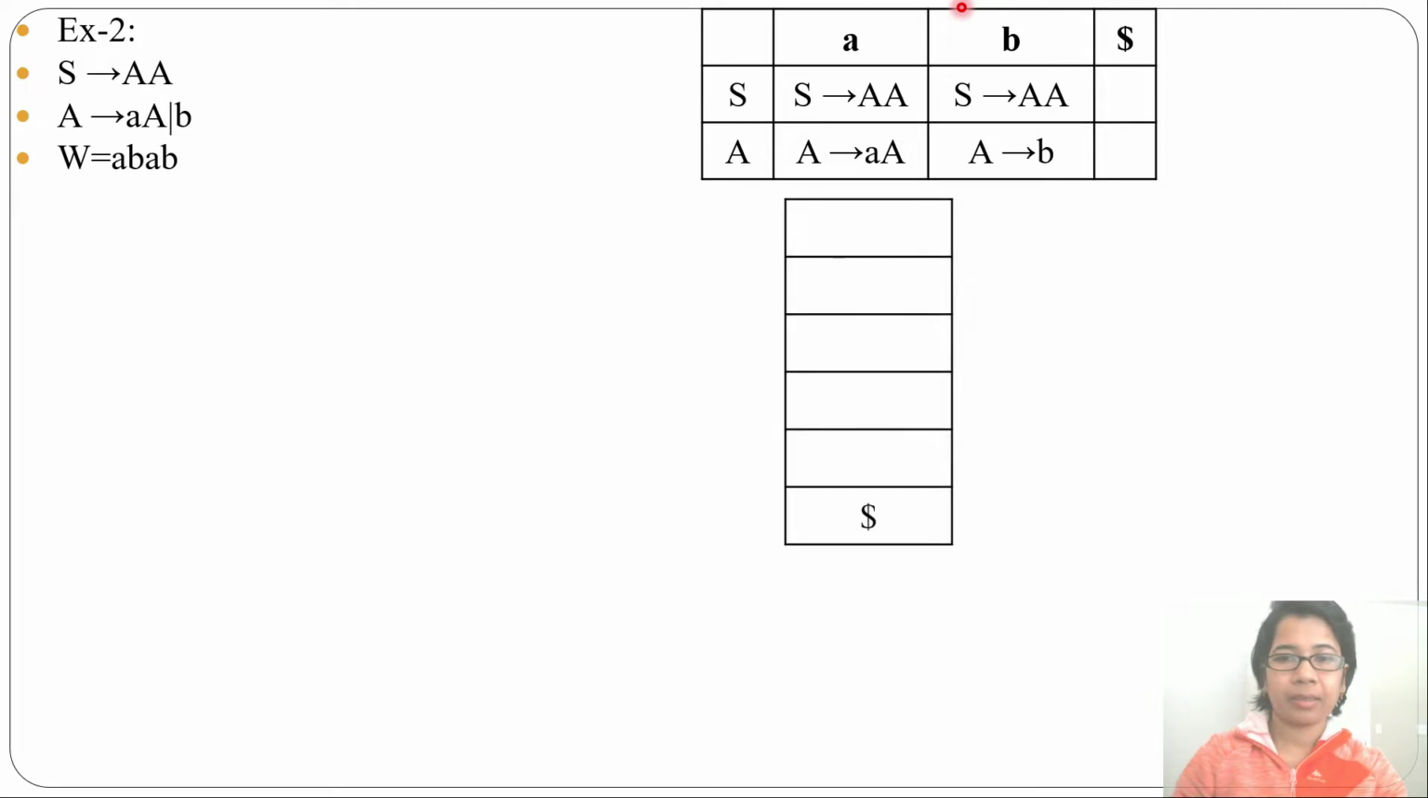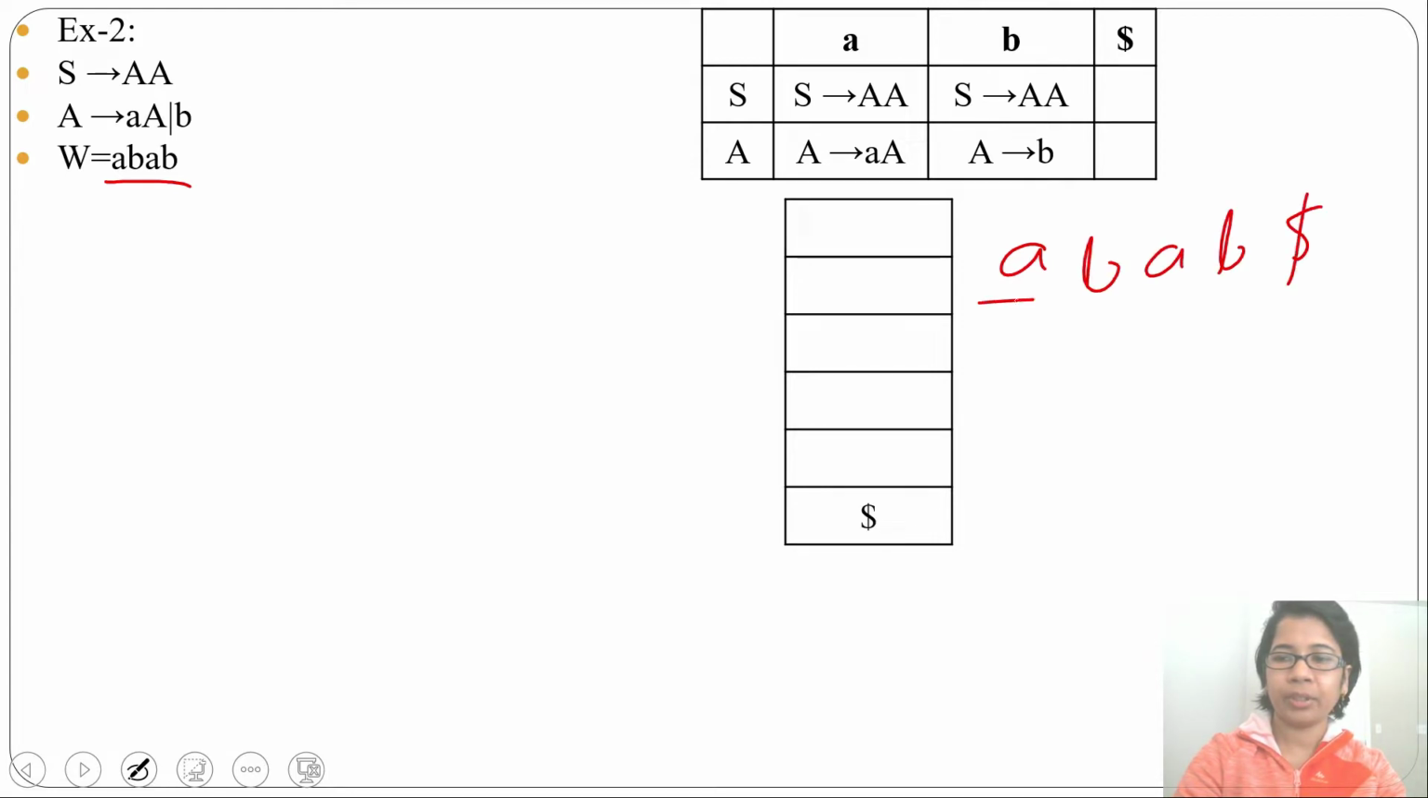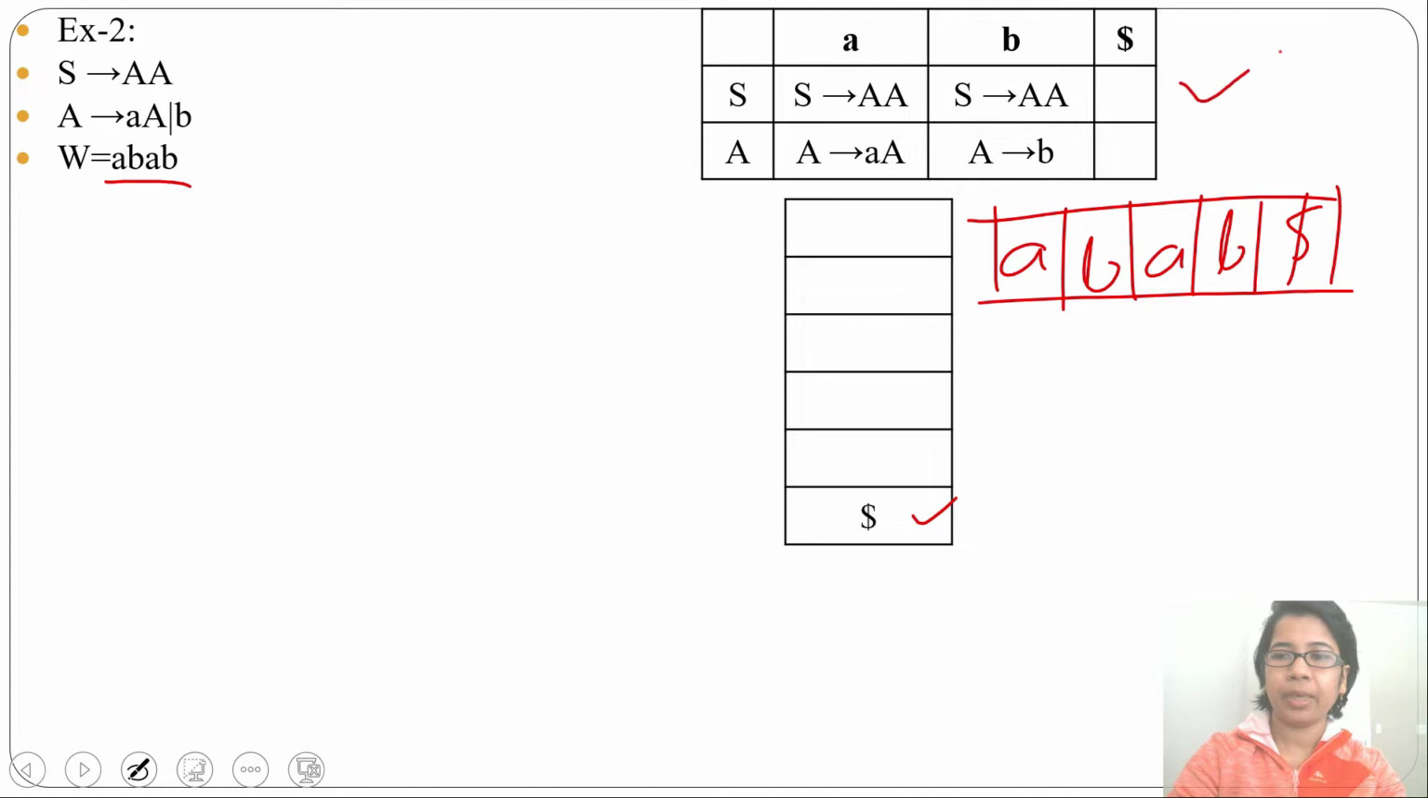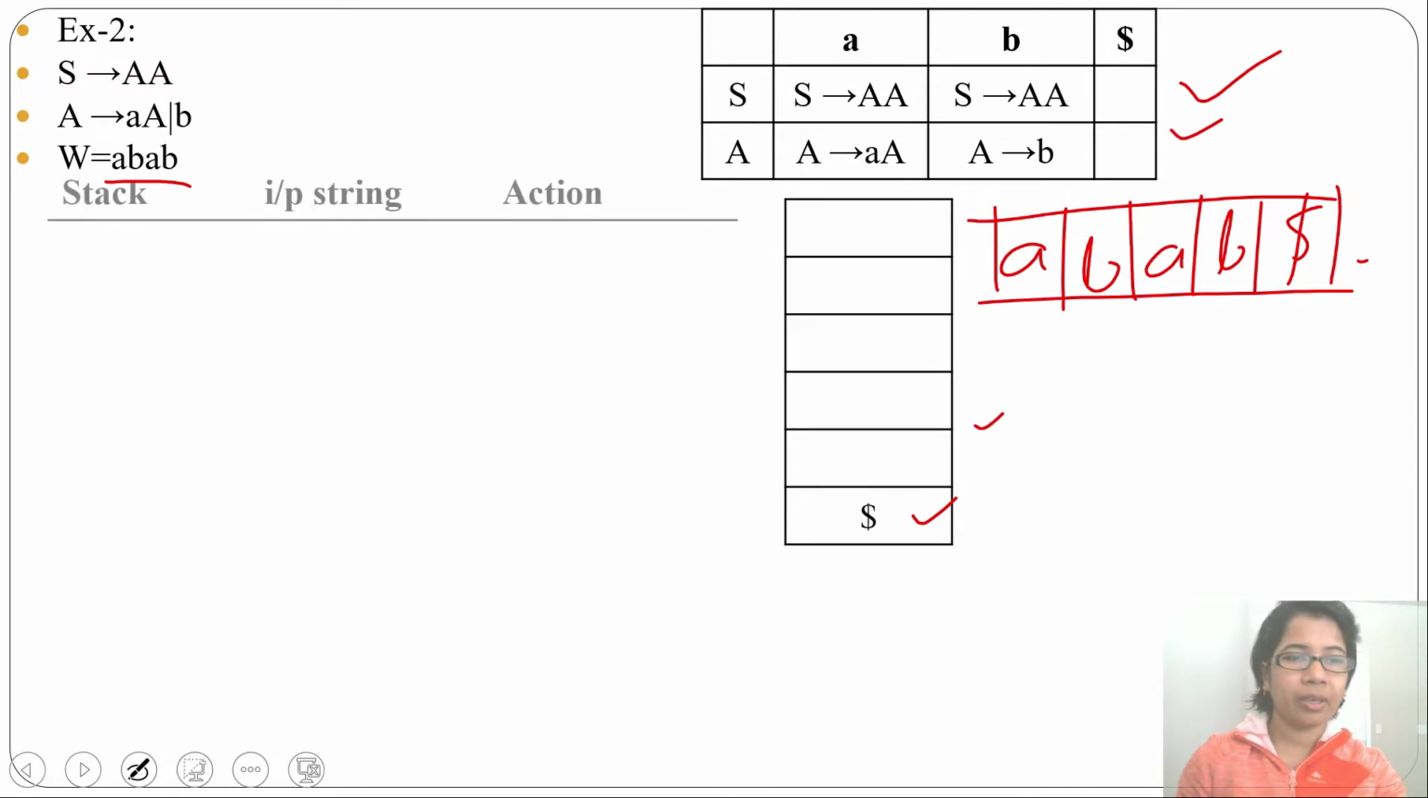We need a stack. Now we'll check this input string. So what is the input string given? AB, which will end with dollar. Initially the stack content is dollar and the input string is AB, and we already have a parse table. In the block diagram we discussed there were 3 components: one was the input string, one was the parsing table and one was the parsing stack. There will be 3 columns: one for stack, one for input string, and another for action. Now the stack content is dollar and the input string content is AB dollar.